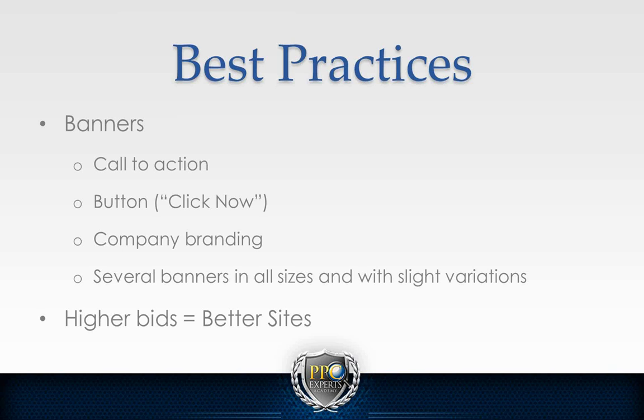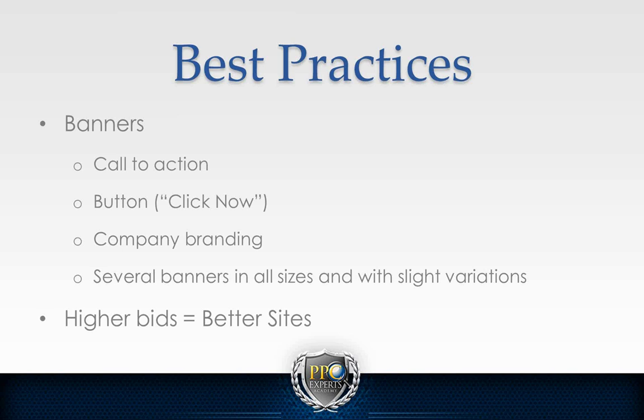So by slight variations, I mean, on this one the text is red, and on this one the text is yellow, and this one the text is orange, or on this one the button is yellow, on this one the button is green. And maybe this one has a picture of a guy, this one has a picture of a girl, and this one has a picture of a guy and a girl. Not going crazy with drastically different banners, but just slight variations. And the reason you do that is that you want to have all those out there and you want to review them and see which ones have the highest click-through rate.